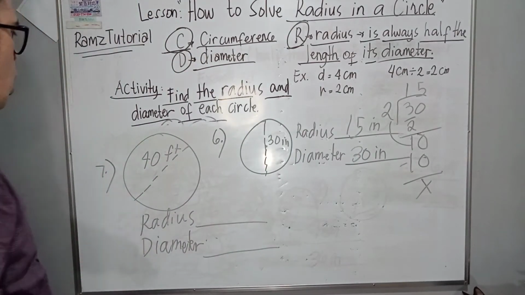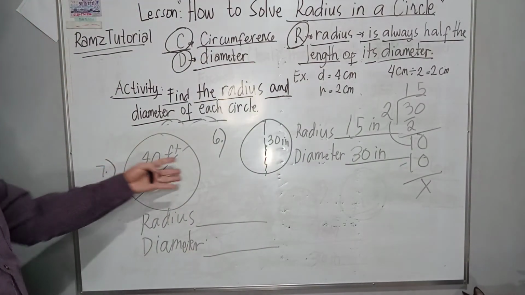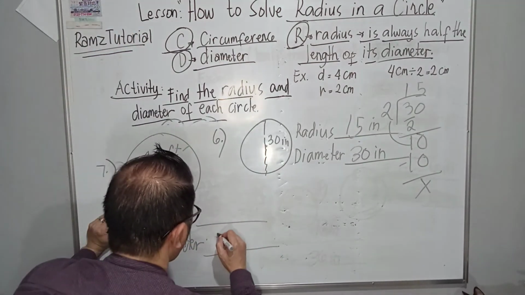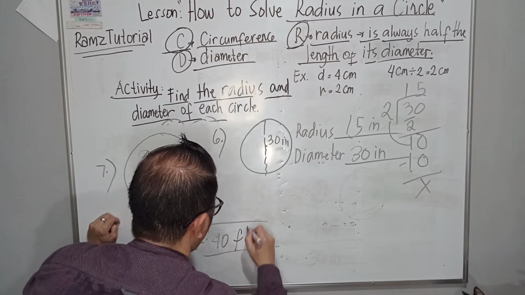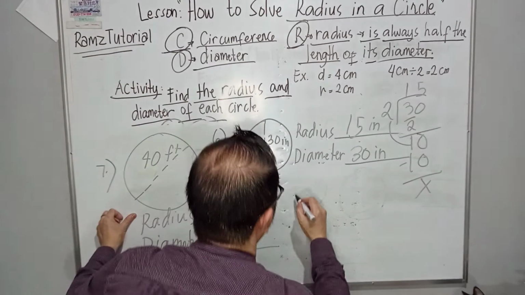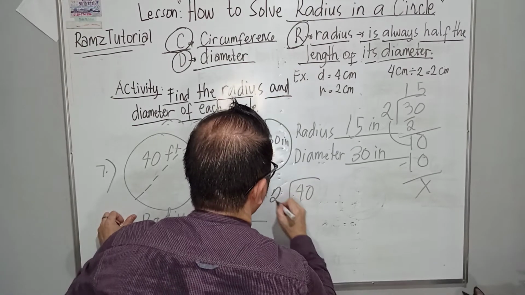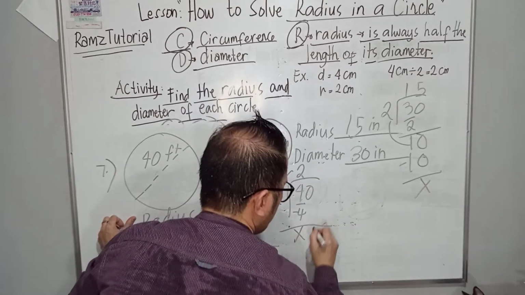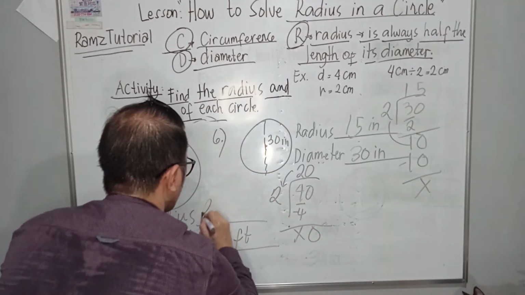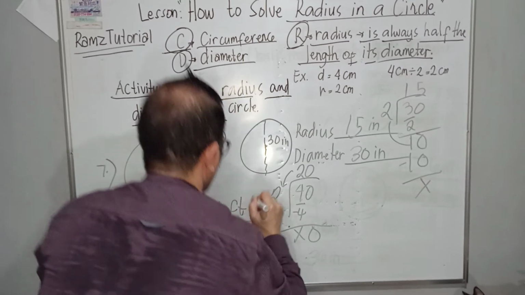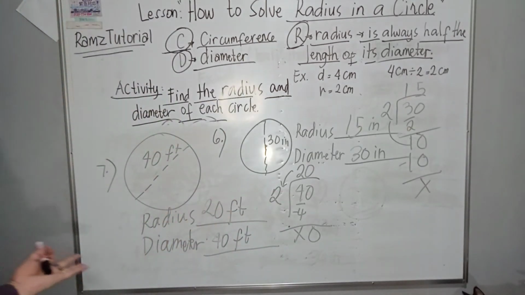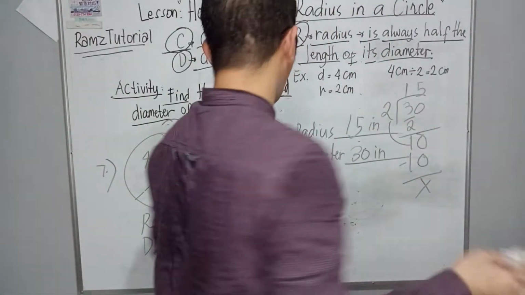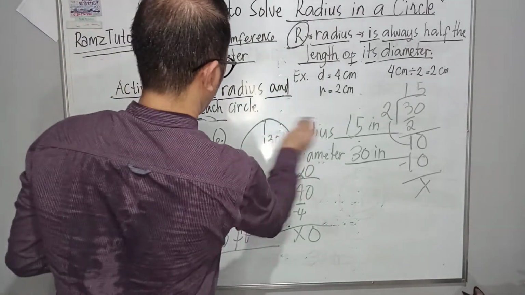Now let's proceed to number 7. So we have 40 feet in our circle, so we're going to find first the radius. So we need to write here 40 feet, then divide 40 by 2. 4 divided by 2 is 2, 2 times 2 is 4, then bring down 0. So the answer, class, is 20 feet. That is for number 7, my dear viewers. Now I'm going to give you number 8, the last number, to solve.